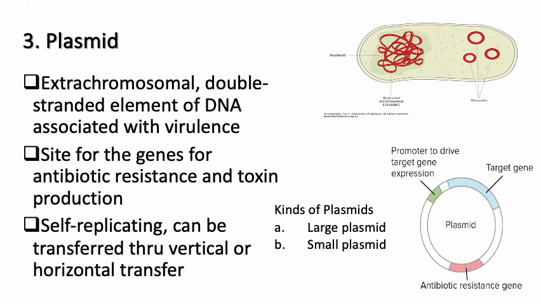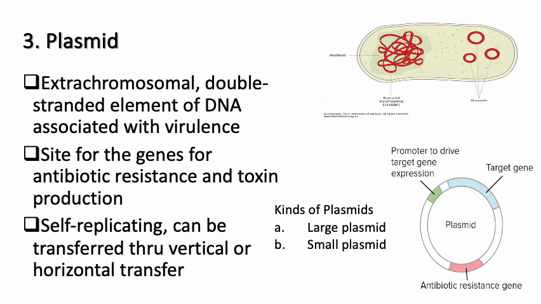So, horizontal transfer is the asexual transfer of the plasmid through the conjugation process. Now, there are two kinds of plasmids in terms of size: large plasmid and small plasmid. Large plasmid typically is responsible for producing beta-lactamases, a type of enzyme that makes your bacteria resistant to beta-lactam antibiotics such as penicillin and oxacillin.